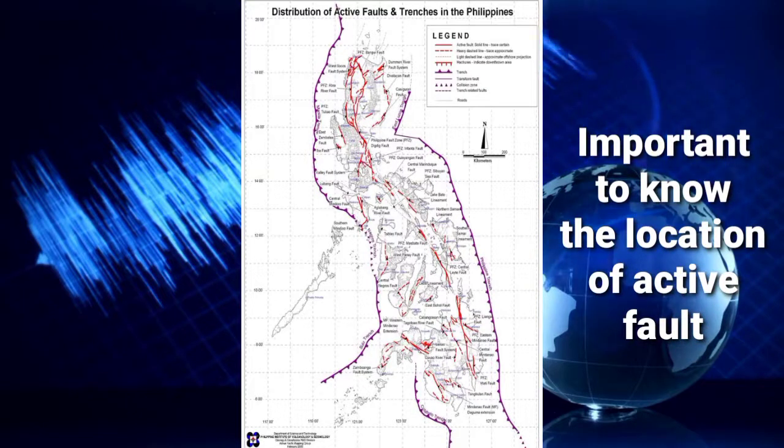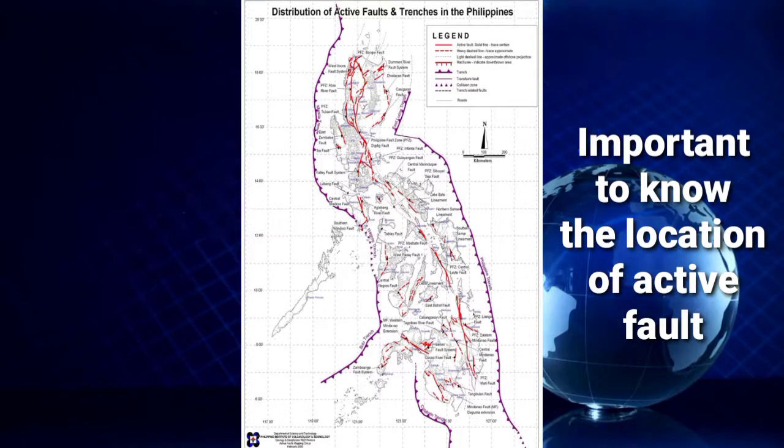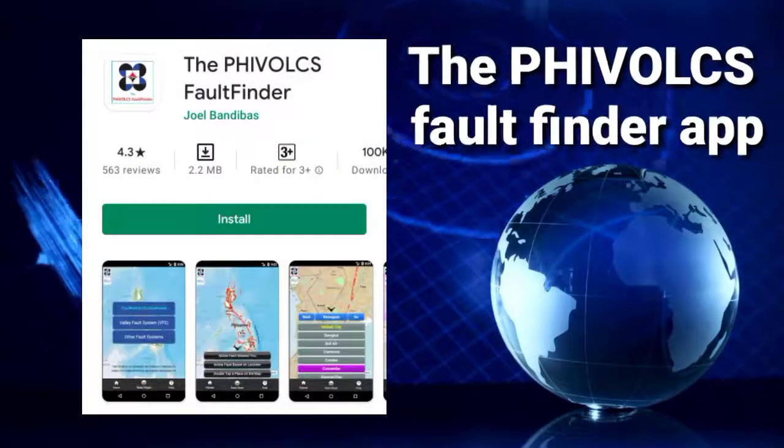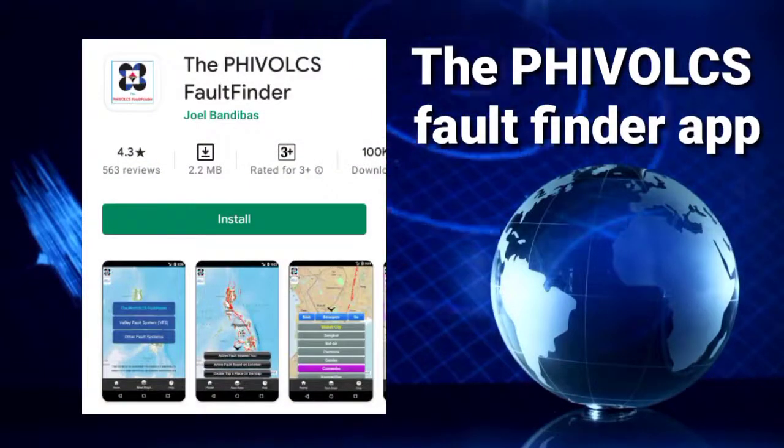It is important to know the location of active faults. As much as possible, no important structure should be built near them. PHIVOLCS has a map that shows the active faults in the Philippines. They also have apps that can be installed in our cellular phones.